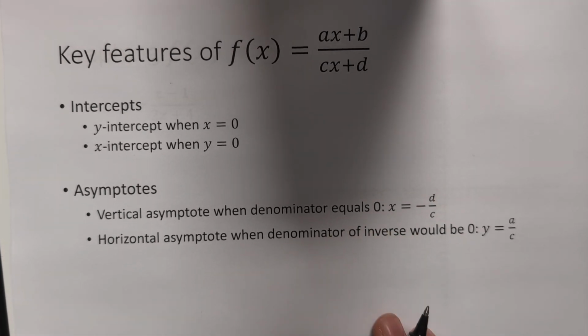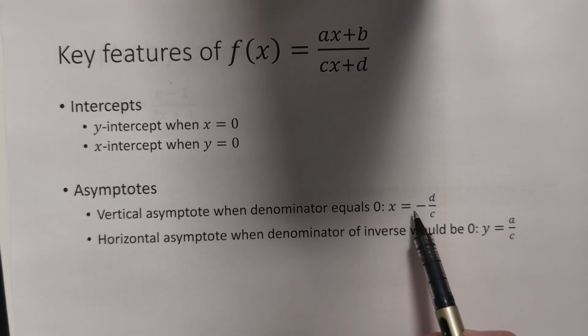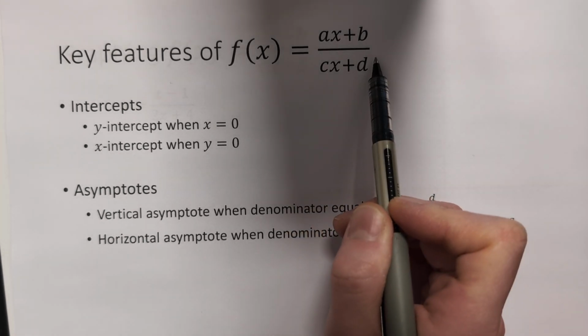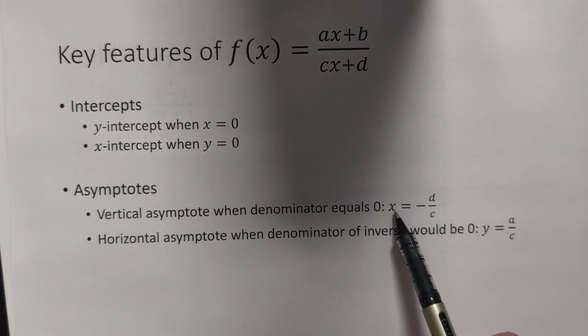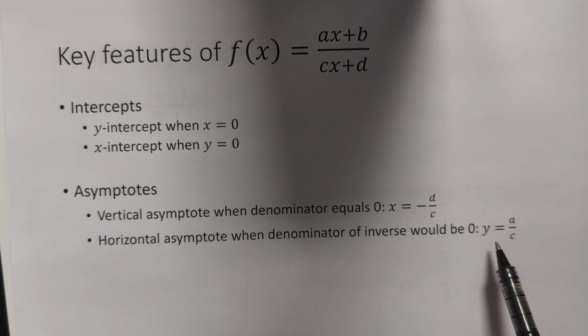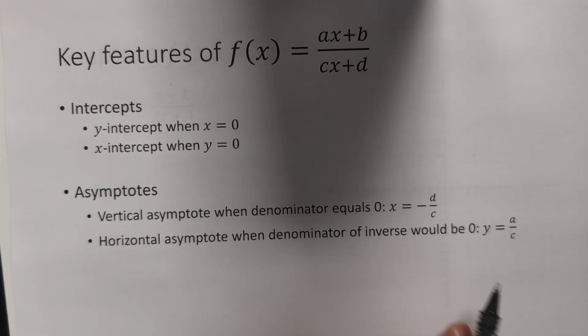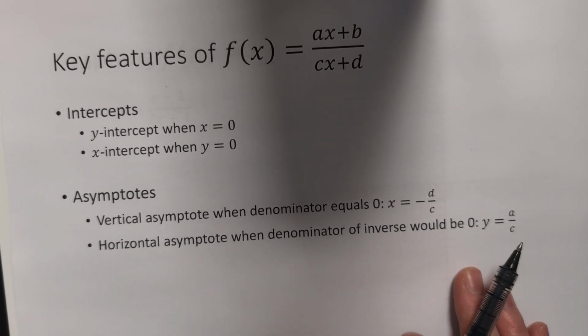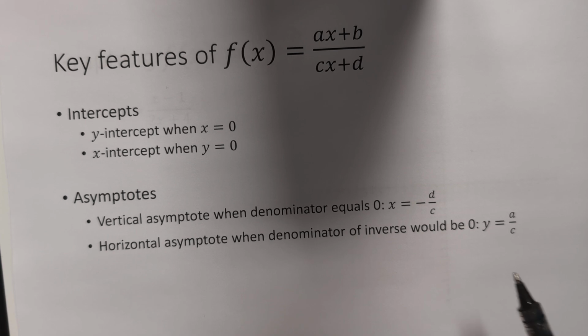The vertical asymptote, of course, is where the denominator equals 0. Where can you not divide by 0? It's when x is equal to negative d over c. If you were to set the denominator here equal to 0 and solve, you would get this. And make sure, of course, that you use the equation x equals, and then for the horizontal asymptote, y equals, otherwise it's meaningless. And the horizontal asymptote is when the denominator of the inverse would be 0, of course.